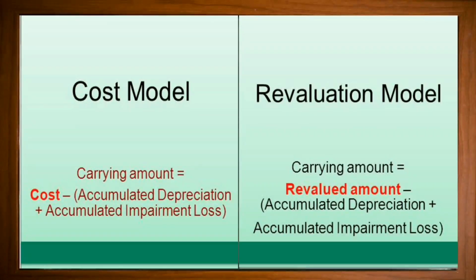So, first is the cost model. So, it is the most straightforward accounting approach because a company's fixed assets are carried at their historical cost minus the accumulated depreciation and accumulated impairment losses associated with those assets. This is particularly true for assets such as property or real estate.